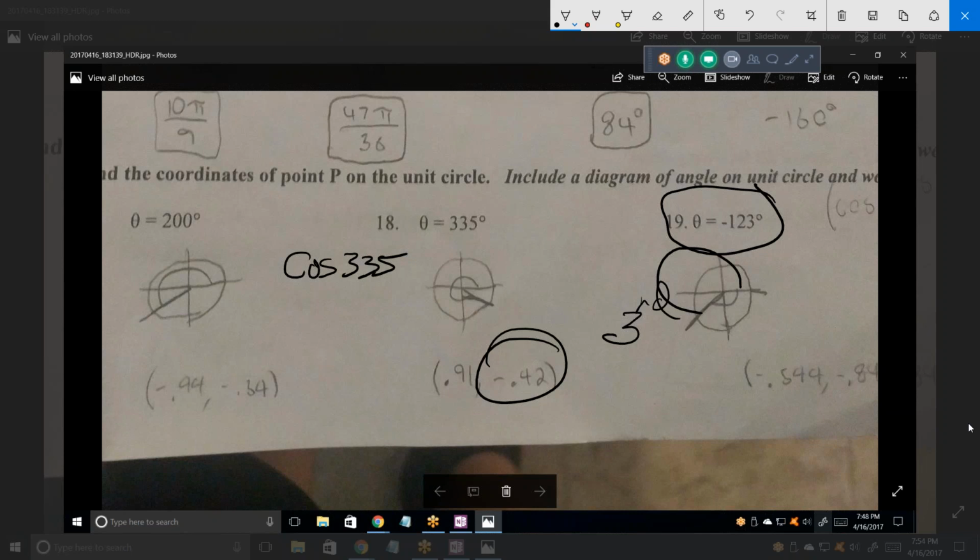Do you have your calculator in front of you? Yeah. The most direct way to do it is type cosine of minus 123. See if it gives you that same negative 0.544. Okay, good. Saves you a step, right? Because the way you did it, you had to subtract that from 360. Well, you don't need to do that.